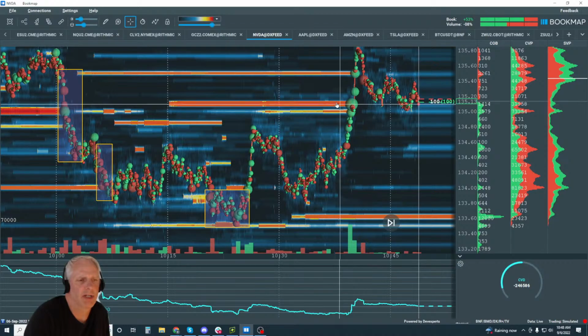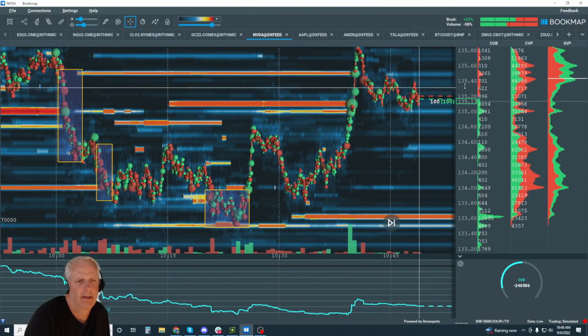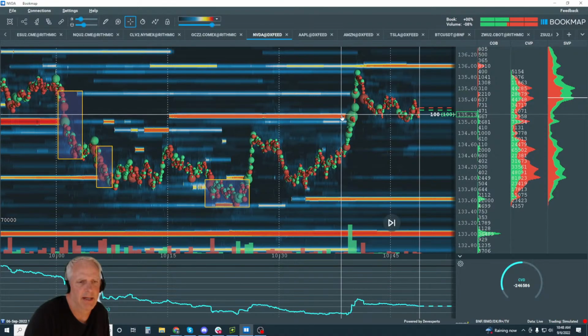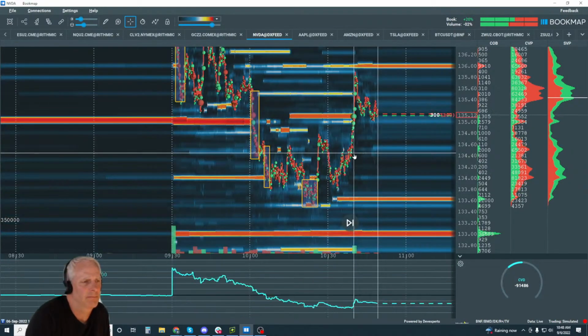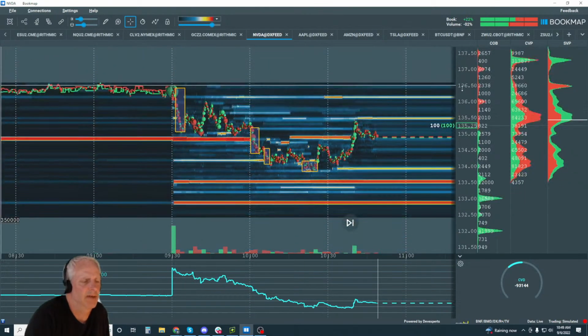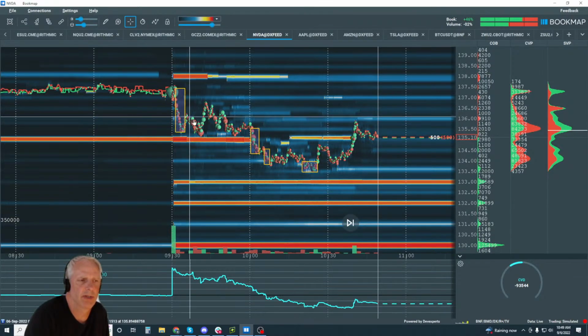Now look at the high liquidity in here too. They got filled in here and in here, at 135 and then also here at 135.50. Didn't quite make it to 136. Okay, 9:30 cash open. The sellers are still in control in the bigger picture though.